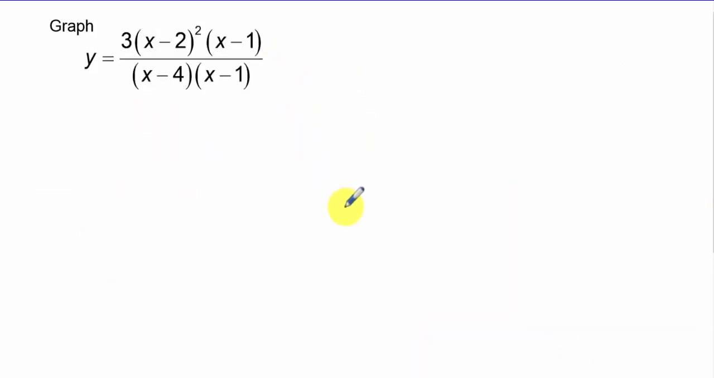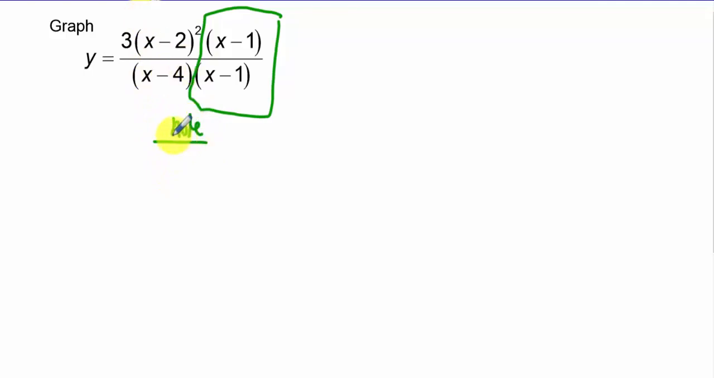All right, now in this case, you'll notice it's set up such that I have equal factors of x minus 1 in the problem. Now, when you have a reduction of equal factors, it creates what's called a hole.